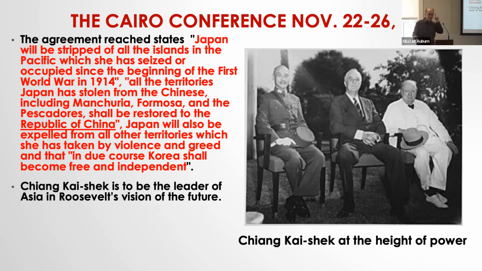Well, according to FDR, Chiang is going to be the leader of Asia in the future. At the other conference, Tojo was going to be the leader of Asia in the future. So we can see that there's that juxtaposition here.